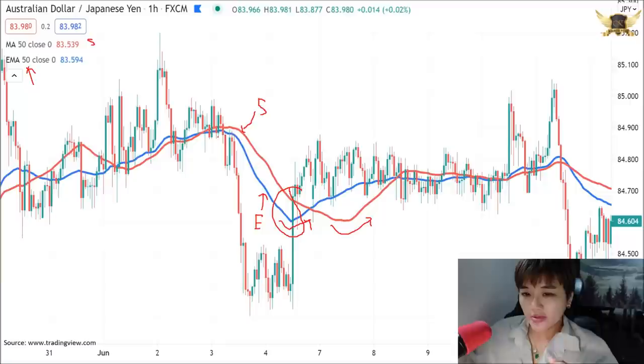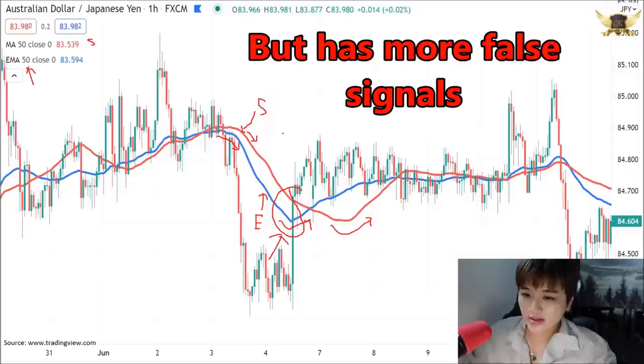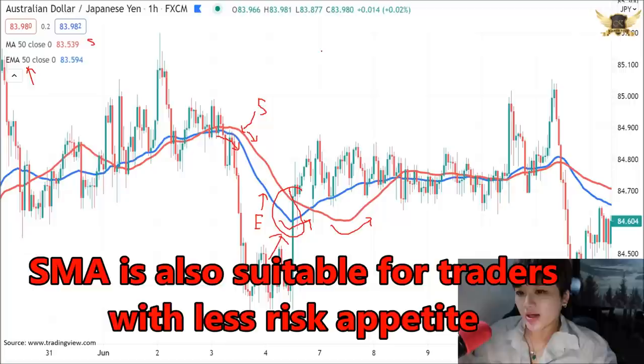And the red line is somewhere over here, which is about the same time, okay? But this is more obvious. So you can already tell that EMA responds faster to changes in price action, but also gives you more false signals. So if you don't want things to be that chaotic, you can opt for SMA instead. And SMA is suitable for position traders because they are trading long term.